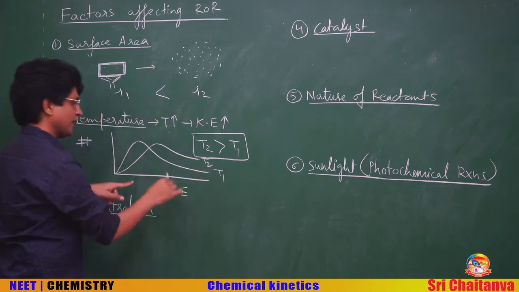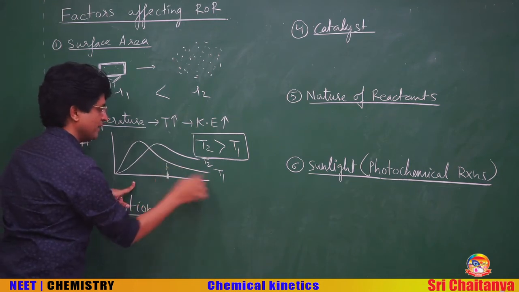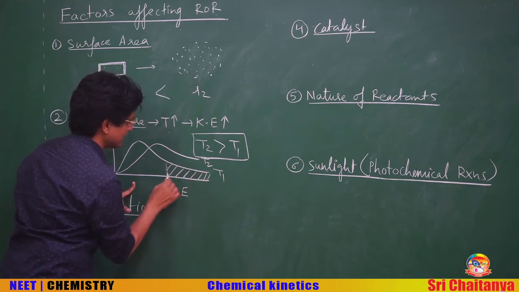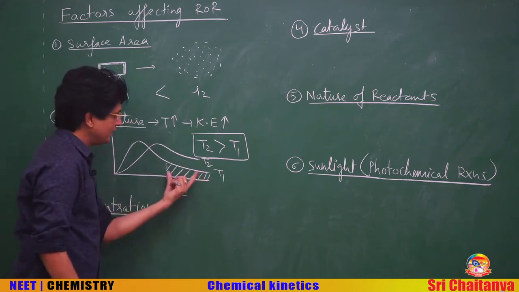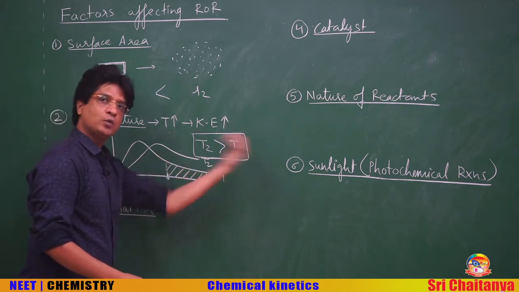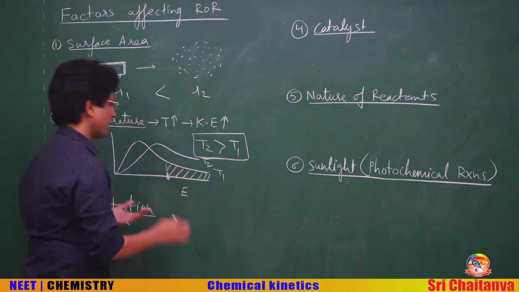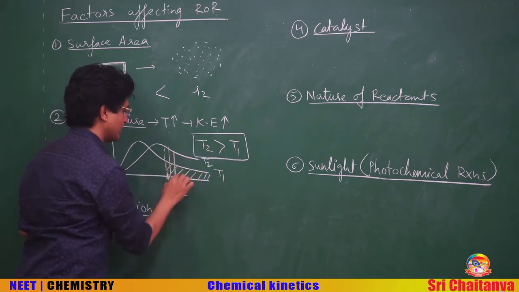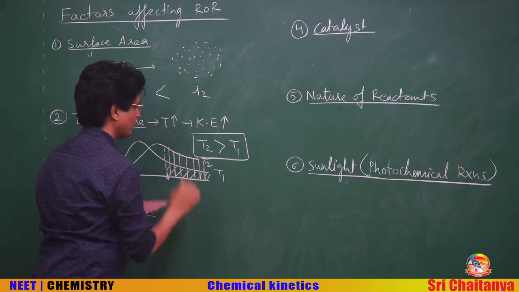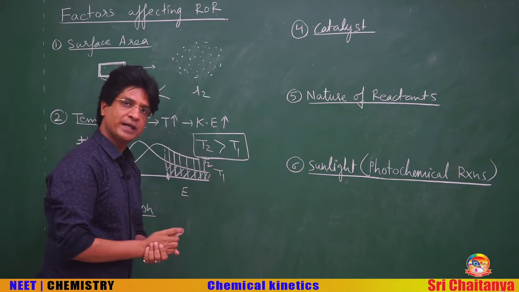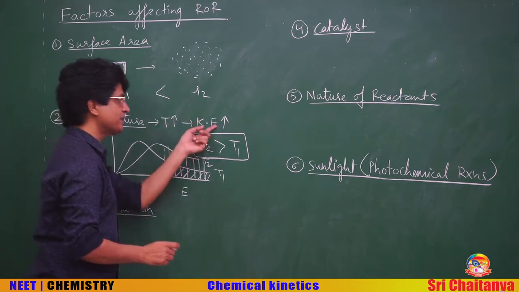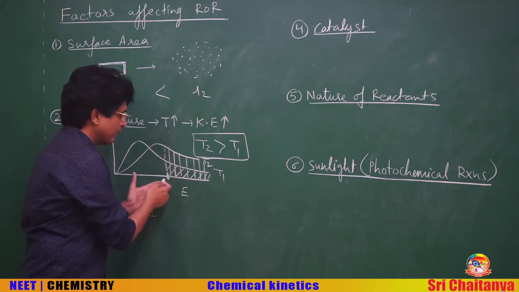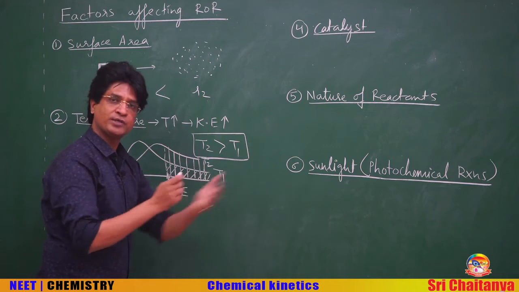Now if you look at this graph, in the first case when the temperature is T1, these are the number of particles which will possess this bare amount of energy. That means only these number of particles can go for a successful reaction. But in the case of T2, where T2 is more than T1, now these are the number of particles which qualify to go for a successful reaction. So not only temperature increases the kinetic energy, it also increases the number of particles which will have the bare minimum amount of energy which is required to go for a successful reaction.